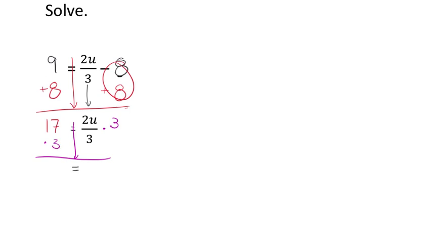Okay, so what happens? I got 17 times 3. 7 times 3 is 21. Carry the 2. 3 times 1 is 3, but adding the 2 makes 5. So 51 equals, we had the 3 divided by 3, which now became, I'm going to call that a phantom one because I'm not actually looking at it any longer.